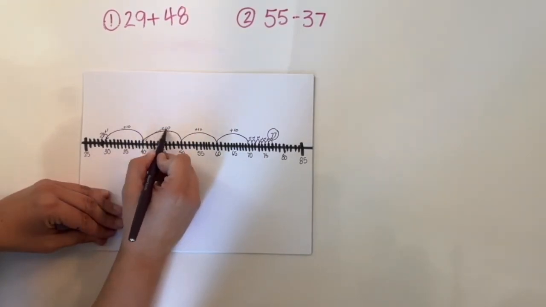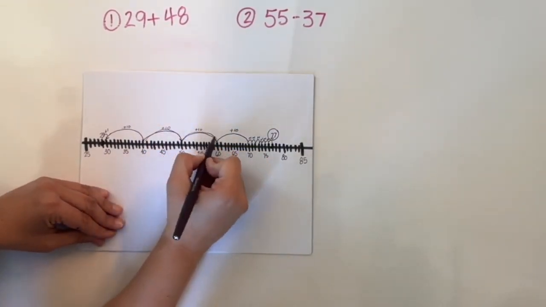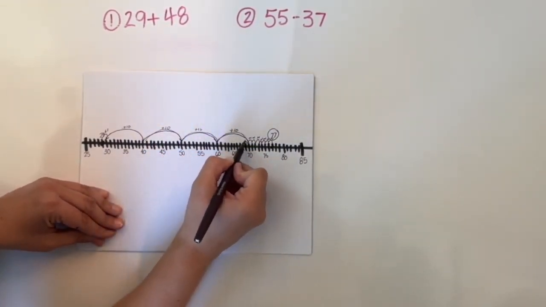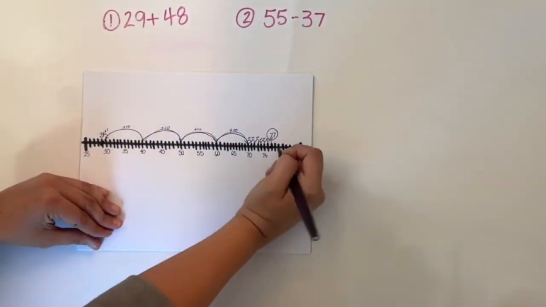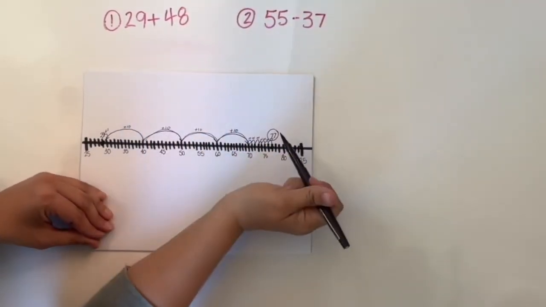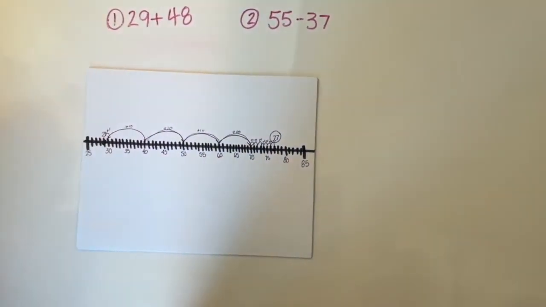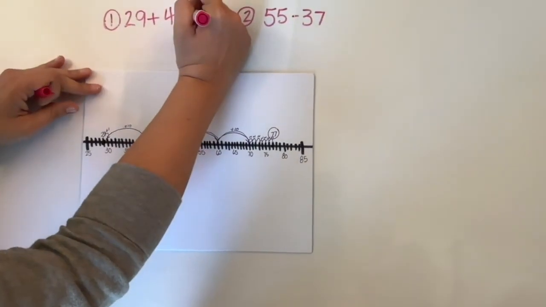1. To the right, we go 2. To the right, we go 3. To the right, we go 4 tens. So I know I've joined these correctly because I started at 29 and I jumped 48 and I landed at 77. So the answer to the first problem is 77.